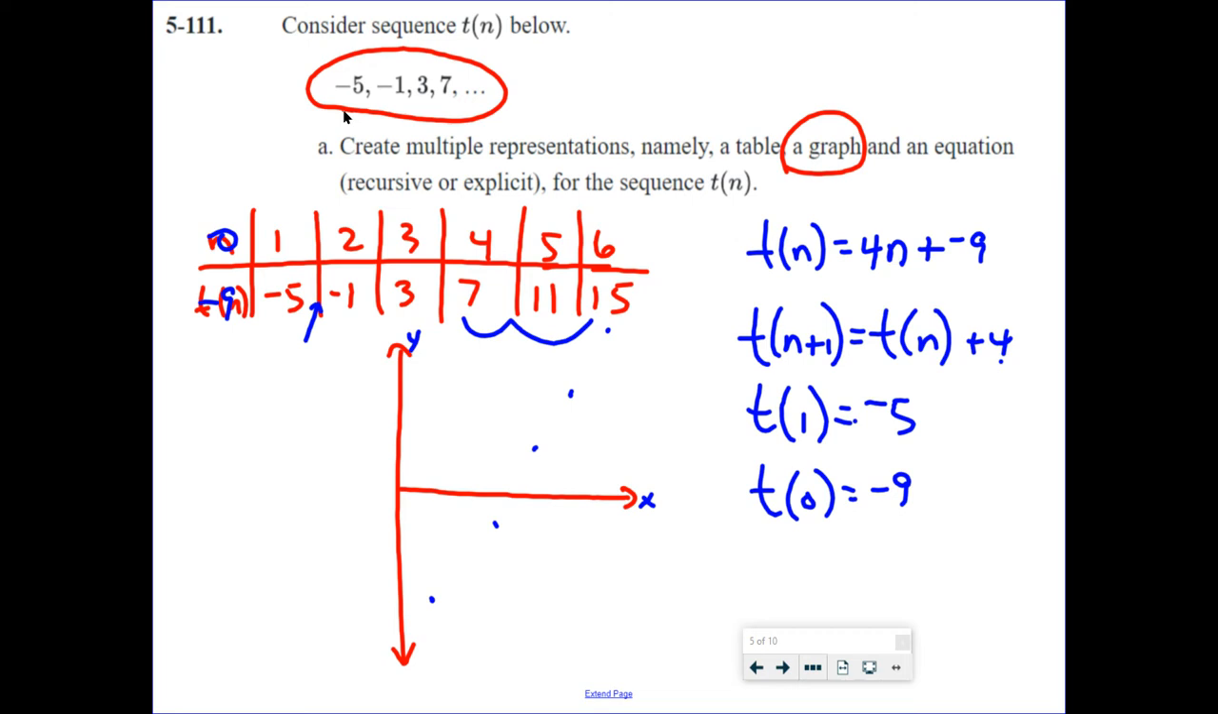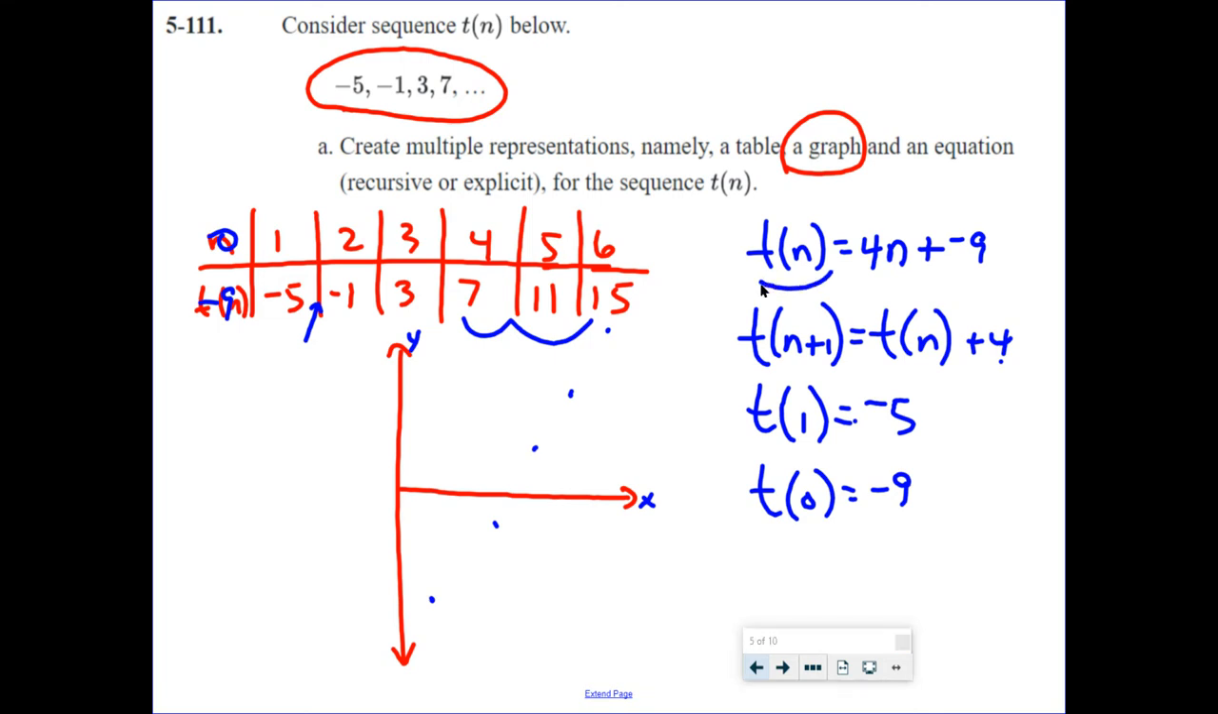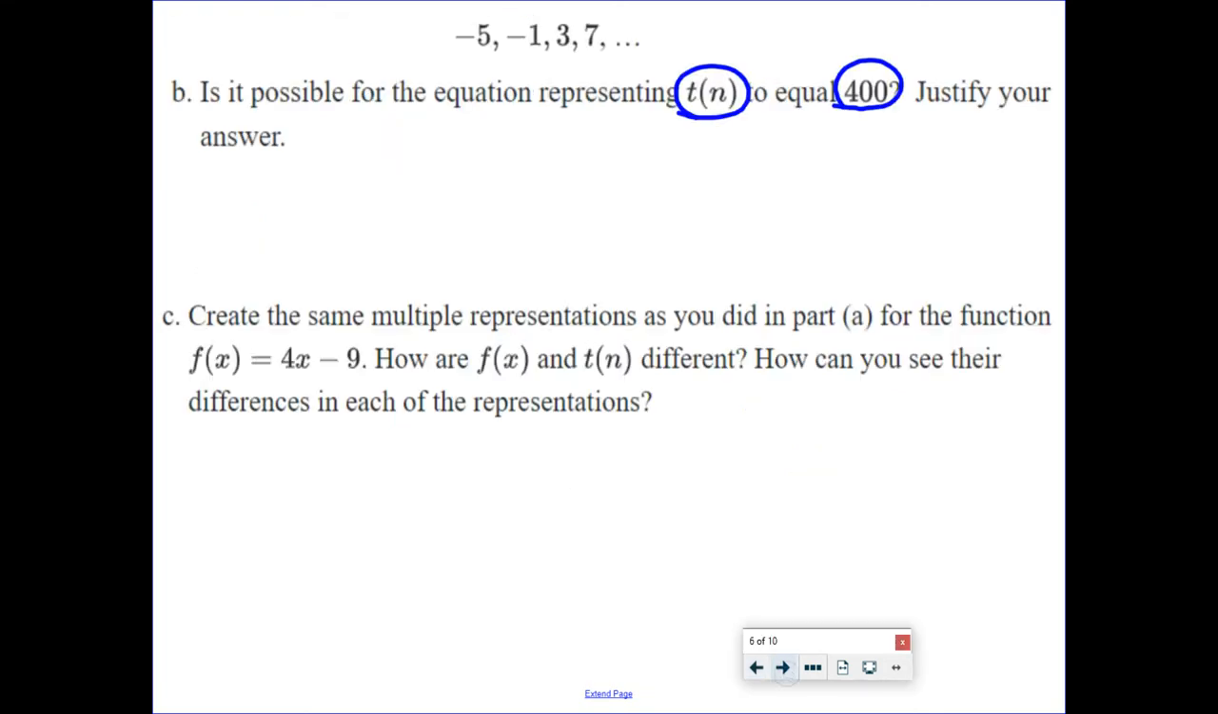All right, now we're going to compare. Letter B, is it possible for the equation representing t of n to equal 400? Now, on the quiz, this kicks some of your butts. We are saying, does t of n, does the output, can it equal 400? Justify your answer. So we're replacing the t of n with 400. So do that, please.